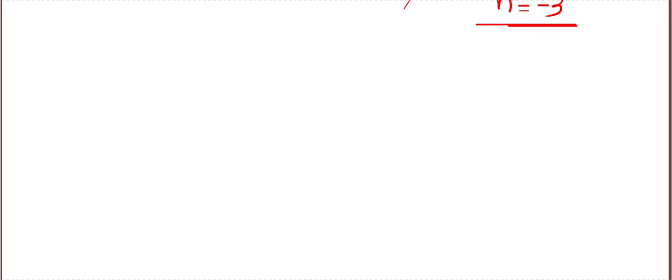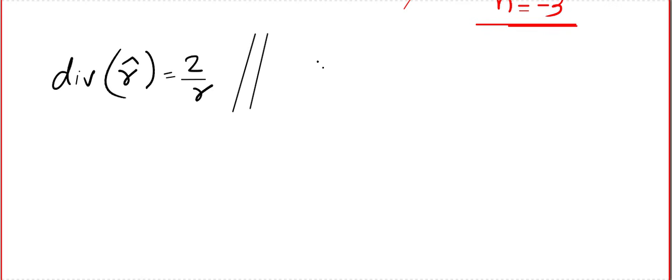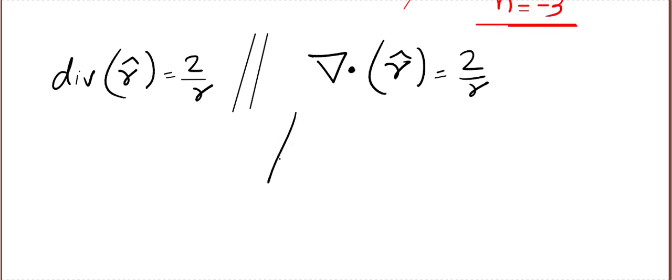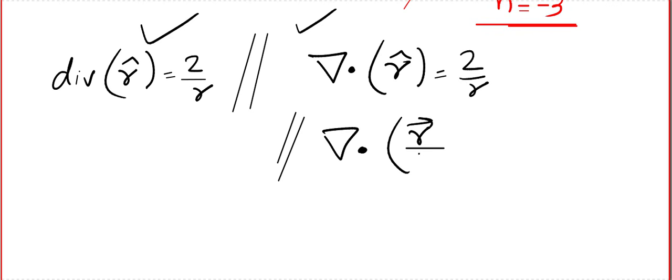If you want, you can try this question also. This is divergence of r hat, and you have to prove that it is equal to 2 by r. Or you can do it like del dot r hat is equal to 2 by r. Or this is the same question. You can del dot r by r is equal to 2 by r. I will give you the hint.